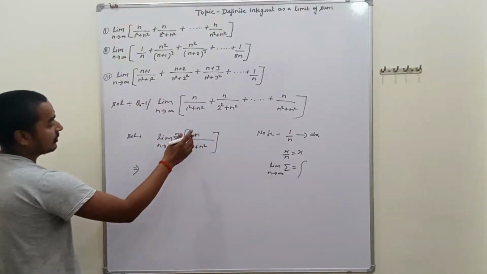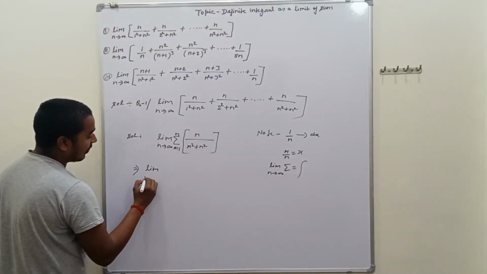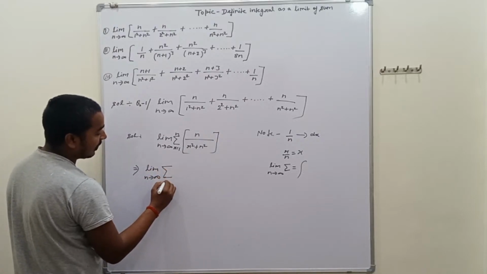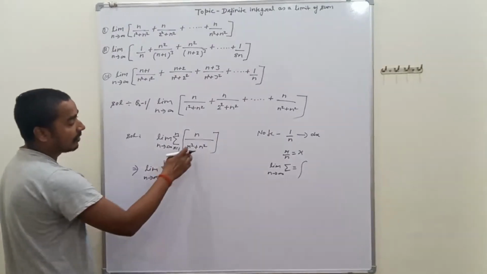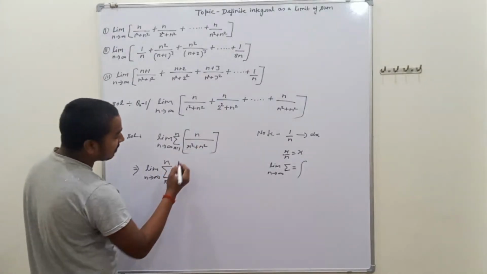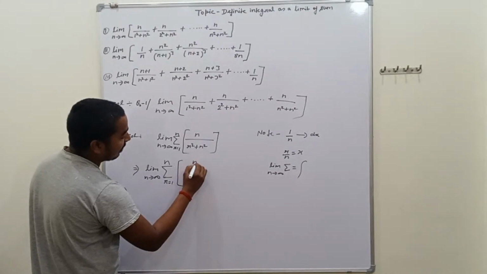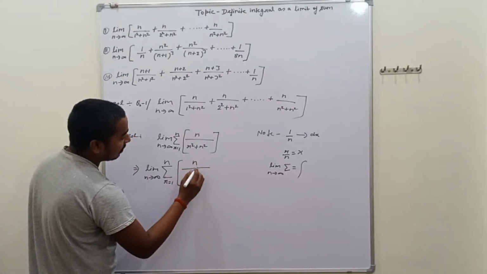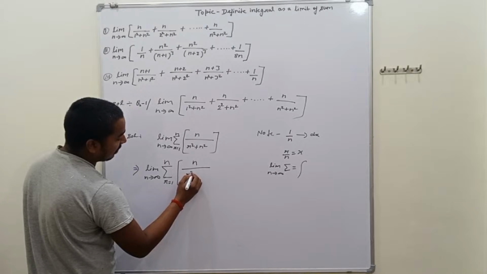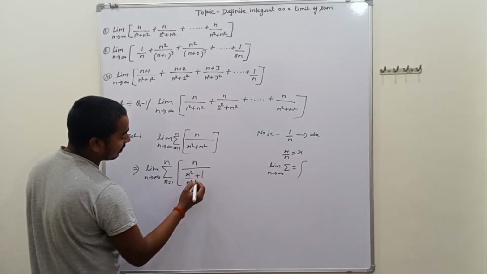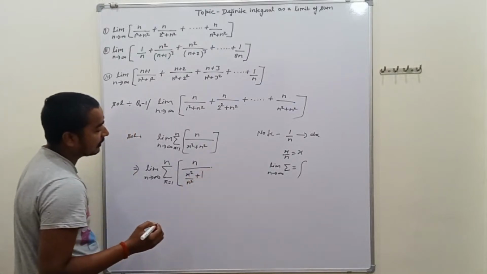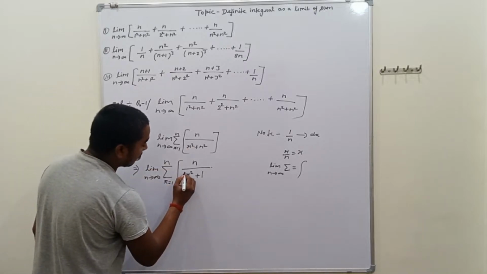Then further, limit n tends to infinity, summation r equal to 1 to n, and from the denominator we take r square common, that is n upon 1 plus r square upon n square, and n square is also taken common here, that is 1 by n square.